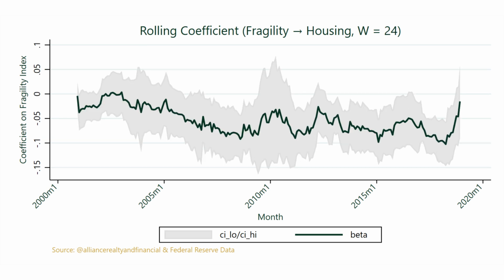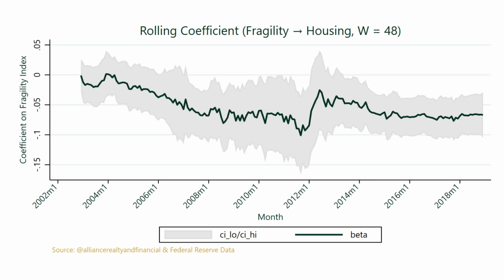With a shorter 24-month window, the pattern remains remarkably consistent. That tells us the relationship isn't coming from any one sample length, it's genuinely persistent. Even at higher frequency, fragility stays a reliable drag on housing performance.